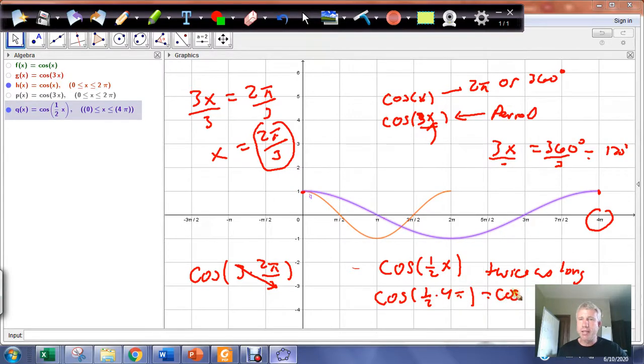1/2 of 4 pi is the cosine of 2 pi. Ooh, 2 pi radians happens when we plug 4 pi in. We make it once around the unit circle. So the period is 4 pi for this function.